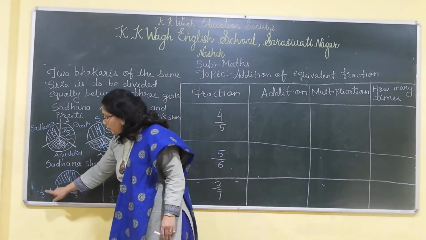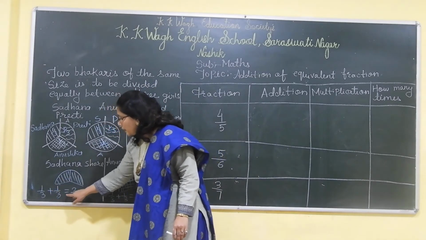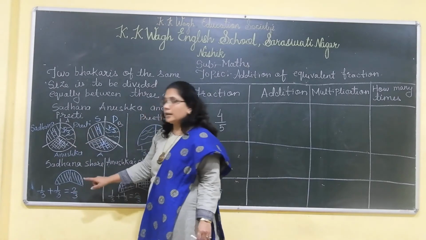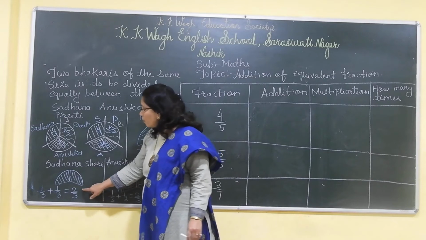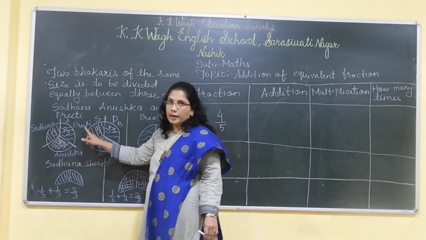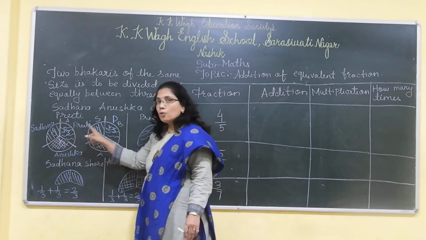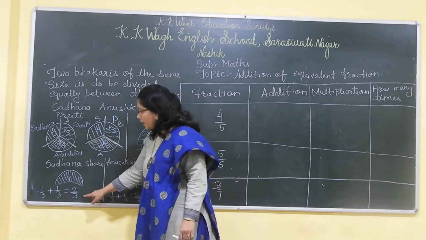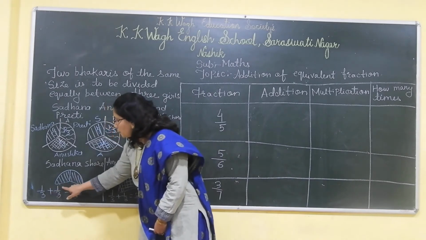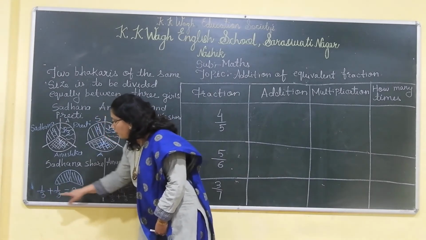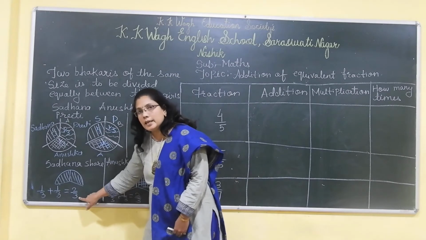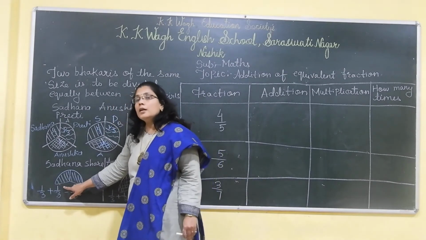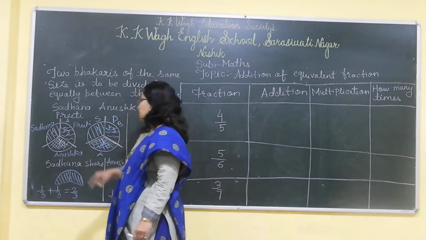So we will write it as 1/3 plus 1/3 is equal to 2/3. So Sadhana's share will be 2/3. Sadhana got 2/3 of these 2 bhakris. It is not a single bhakri, these are the 2 bhakris. Therefore 2/3: 1 plus 1, and in the denominator we keep the denominator as it is, 3 here. We add only the numerator, the number which is above the line.